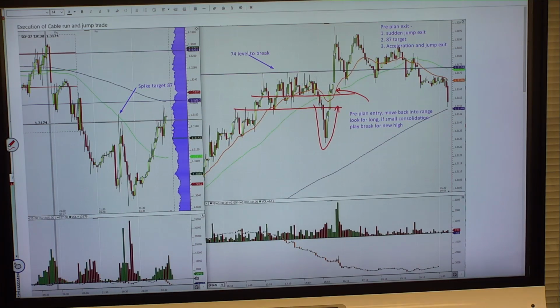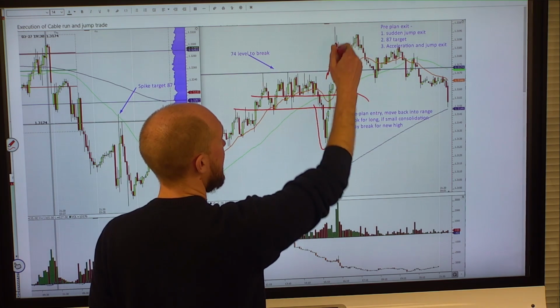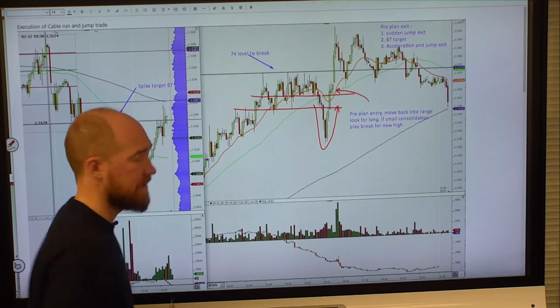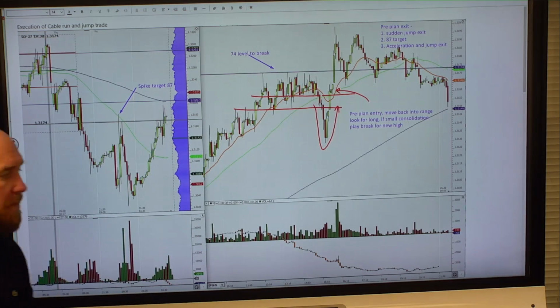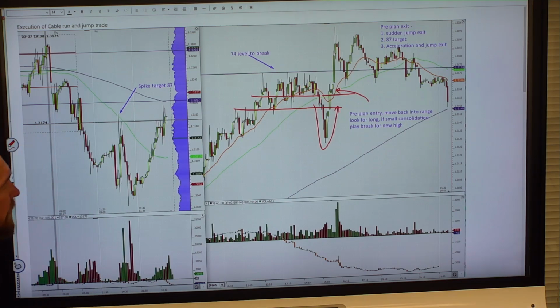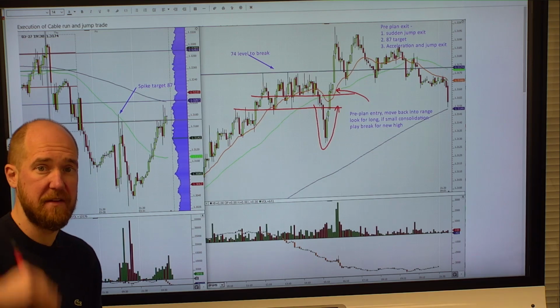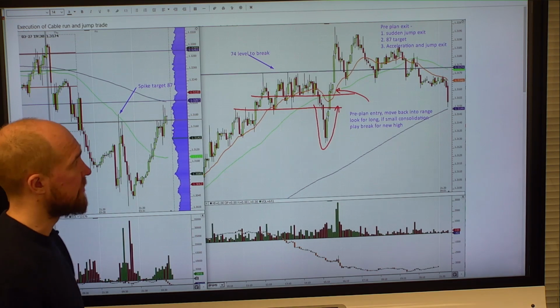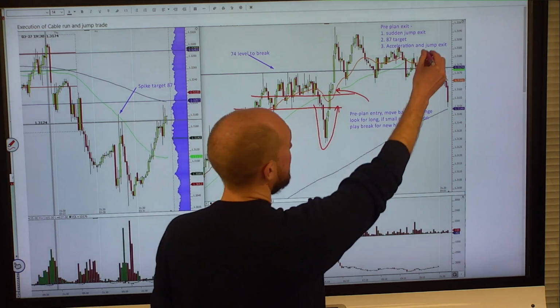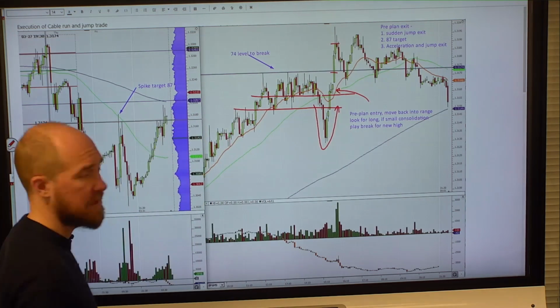The other element is, what if it doesn't jump and instead just starts to accelerate through? If it starts to accelerate, this is showing strength in the move. This is showing buyers are willing to keep on coming in. If that happens, that's when you can watch the 87s and look perhaps for the jump to come above 87 to give you the out. So it's the same principle of an exit, that it jumps, but it's whether it jumps from 74 or 87 to give you your exit.